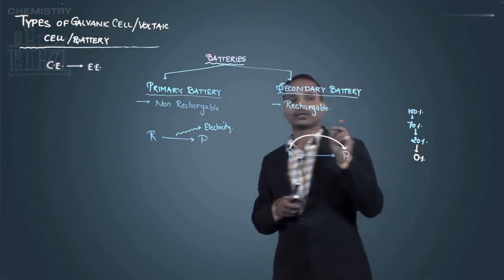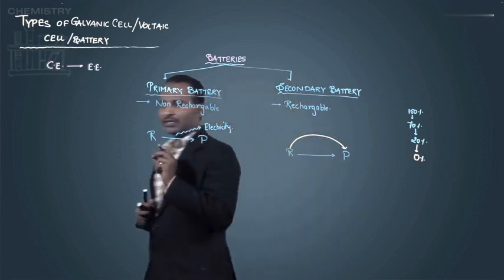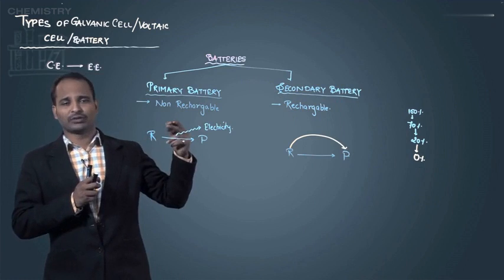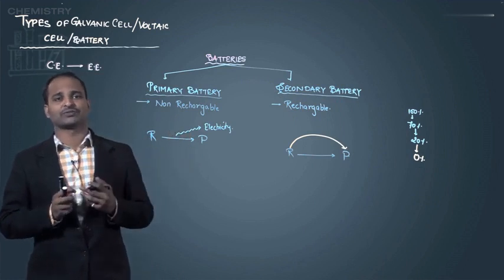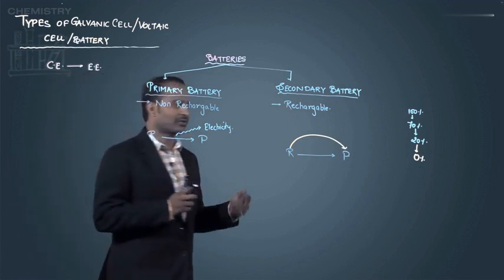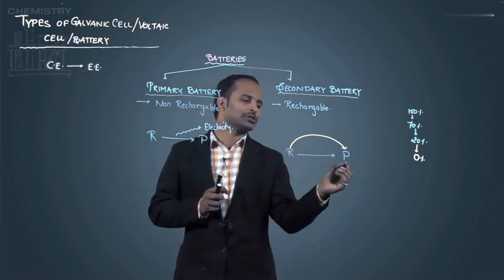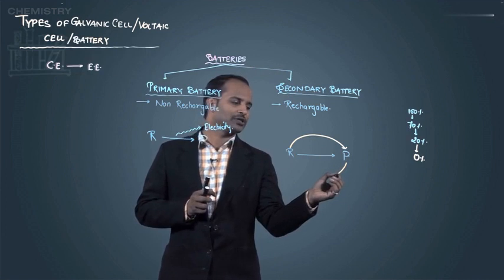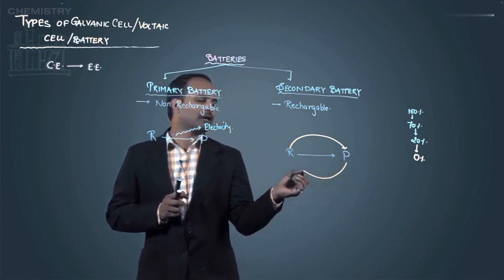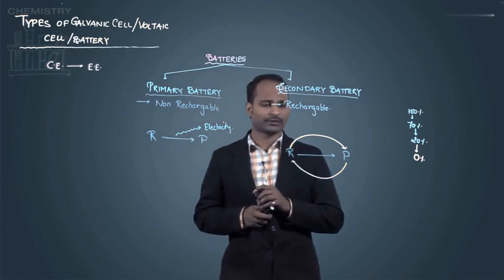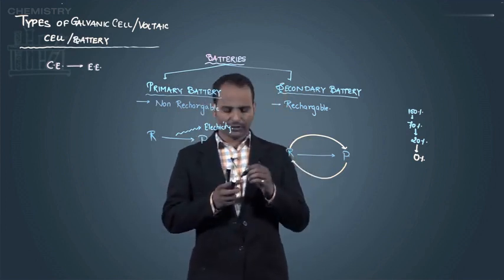As we had learned in the Daniel cell, when the external energy source is greater than 1.1 volt, that is the potential of the Daniel cell, then the reaction gets reversed. So when the mobile is connected to the external energy source, the reaction gets reversed. Reaction reversed means whatever product we have now starts getting converted into reactant.